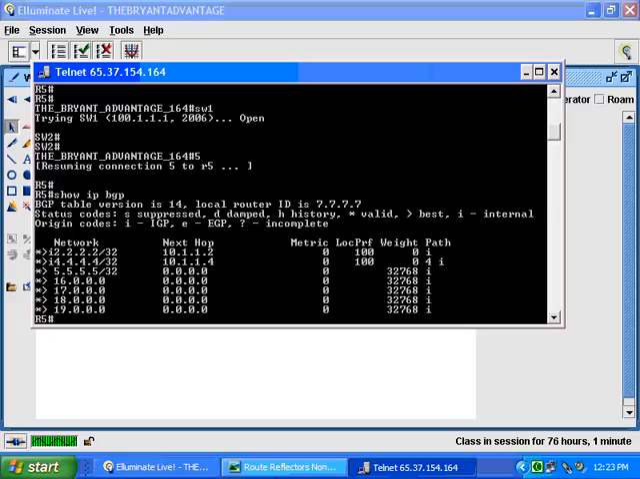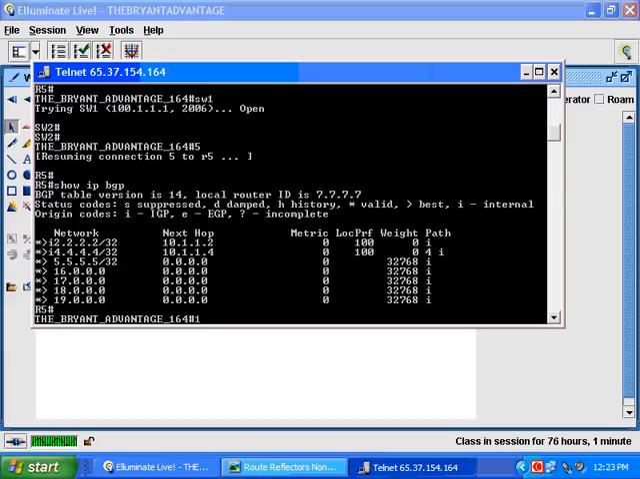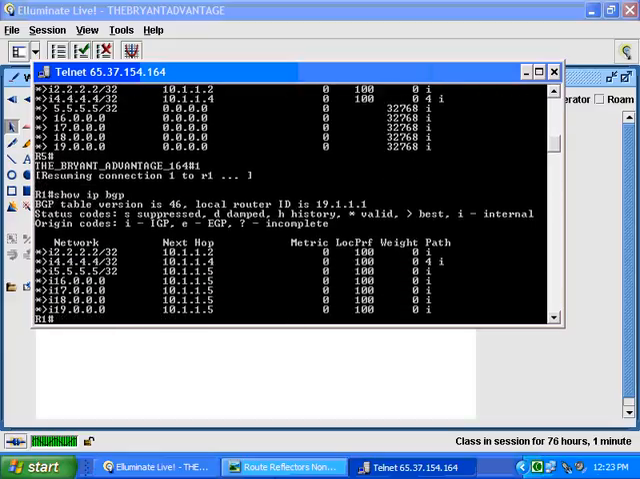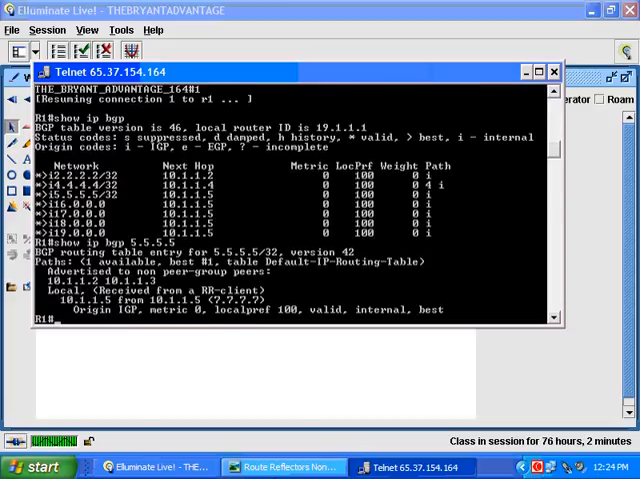So just like we did before, let's go downstream and see what routes are in the table and make sure they're valid and best, which these all are. So router 1 sees all 5 of the routes coming from router 5, and router 1 is still configured as a route reflector. What I want to show you is that you can actually see with the show ip bgp extended command when routes come in from a route reflector client.